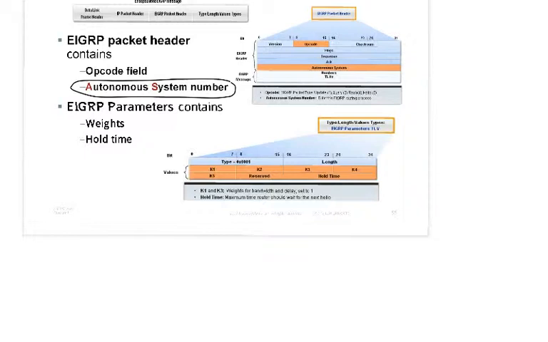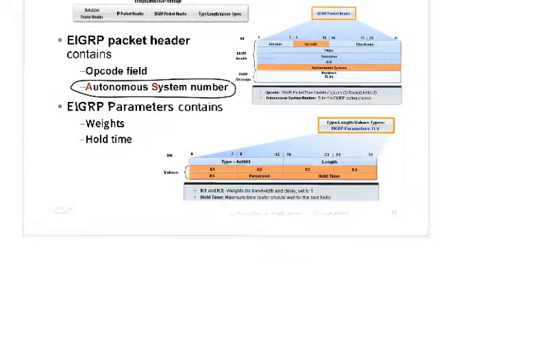So this is one fundamental, big difference between RIP and EIGRP. It uses flags, sequence number, acknowledgement, checksum. These are similar to TCP, right? But it does not use TCP per se. It uses its own transport layer protocol, which we will talk about later.